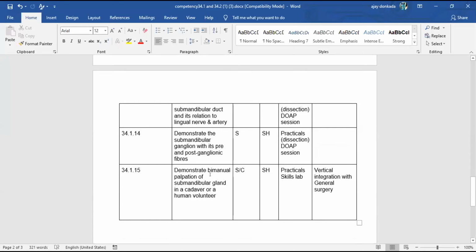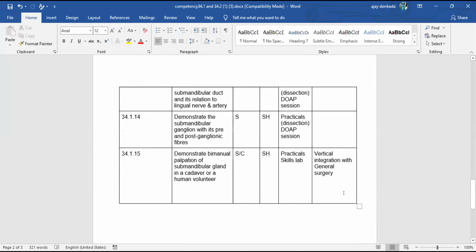And 15th SLO, demonstrate the bimanual palpation of the submandibular gland in a cadaver or a human volunteer. So the domain could be either S or C, and the proficiency level is SH. And the teaching learning method is either a practical in a skill lab. And we can have a vertical integration with general surgery department.